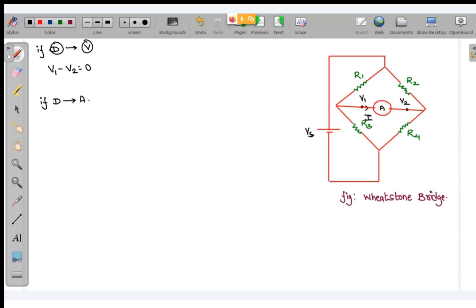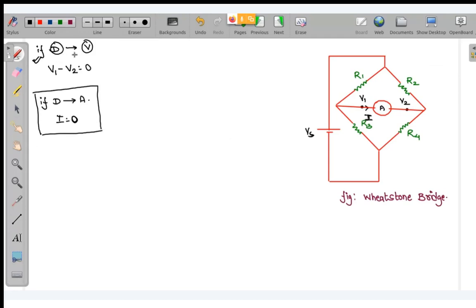Current through this branch will be equal to 0. Current through this branch will be equal to what? I is equal to 0. So you can take any one. Either you can take an ammeter or you can take a voltmeter. It is up to you, and solve this. So I am taking this case. You have to solve the other one as your homework.